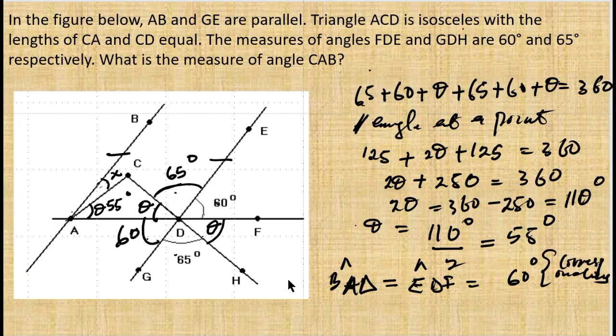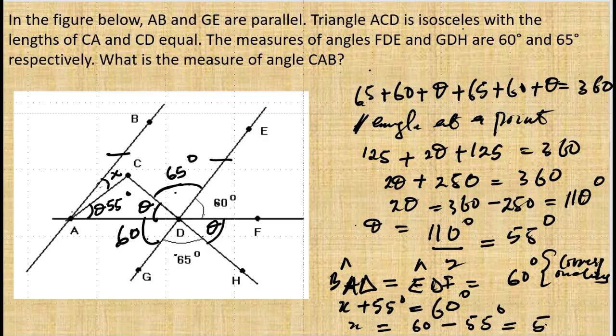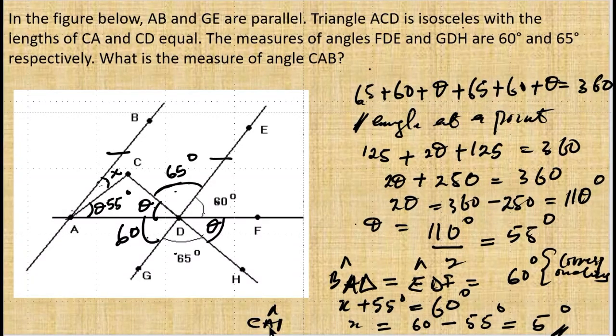So that if angle BED is equal to 60 degrees, we can establish that X plus 55 degrees is equal to 60 degrees. X obviously will be equal to 60 degrees minus 55 degrees. That's equal to 5 degrees. So my X is equal to 5 degrees, which is the same thing as the angle CAB.